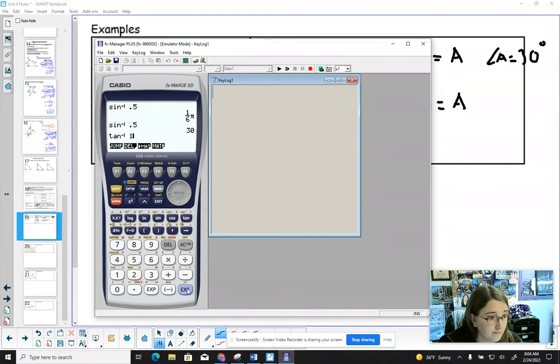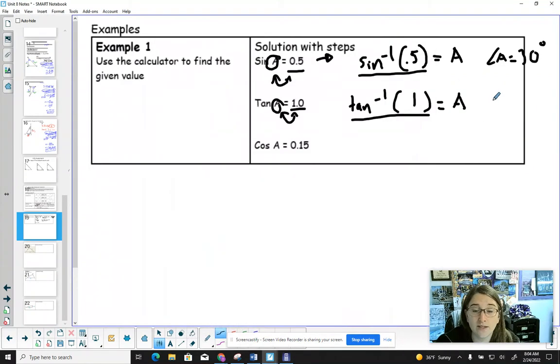And it's just 1.45. Okay, so this tells me angle A in this case would be 45. Try it one more time. Go ahead and try the last one by yourself in the calculator.